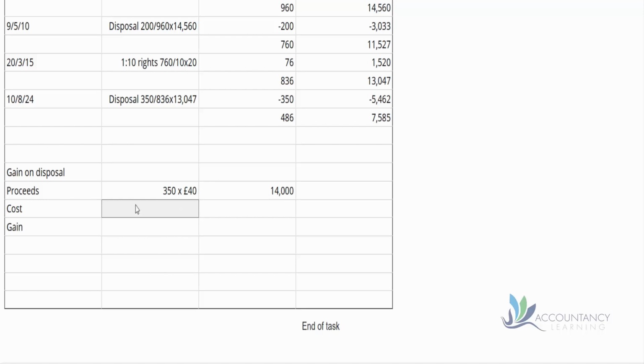Now, what about our cost? Well, the cost comes from the table that we've been working on so far. So remember, we're selling on the 10th of August these 350 shares, and we worked out that our weighted average cost was £5,462. And therefore, we do have a gain in this case. We have a gain of 8,538.